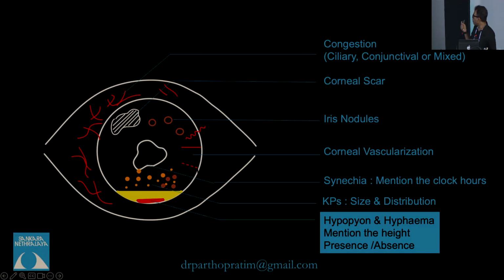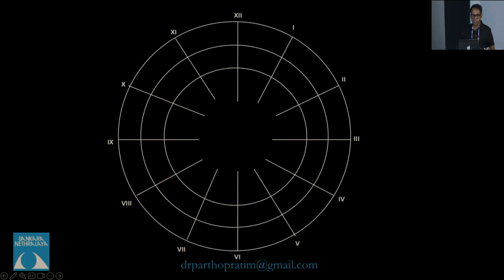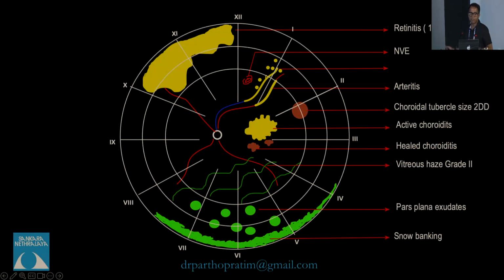And also, if you are documenting the hypopyon, you have to write the height of the hypopyon, how much it is, 1 millimeter or 1.5 millimeter. So that is mandatory. Again, coming to the iris nodules, you have to mention exactly where they are. Similarly, in the last slide, you have to document it properly. The clock hour you have to mention where the retinitis lesion is, where exactly the retinal vessel is involved, and you have to follow the color coding for that.